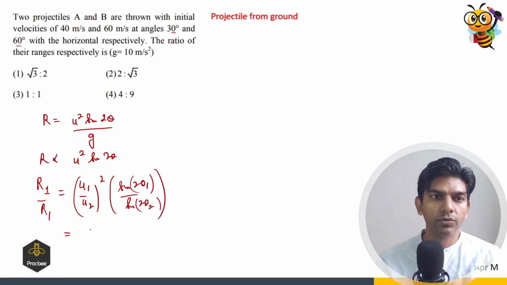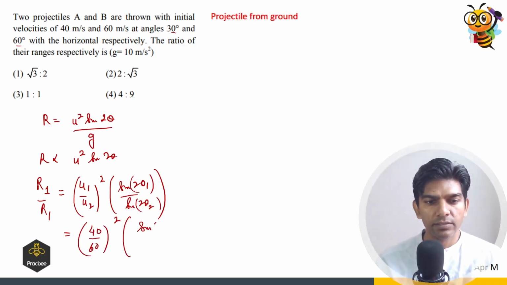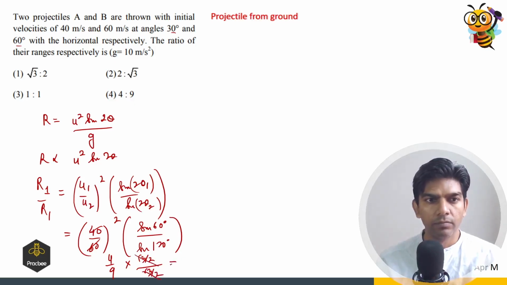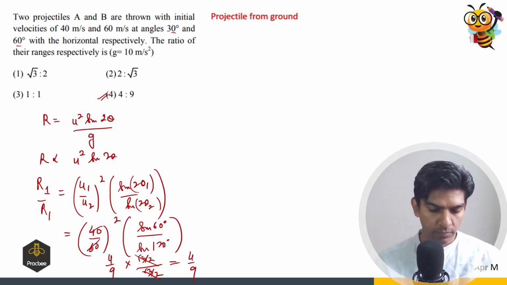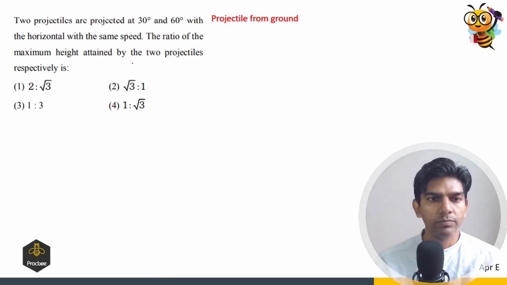Let us substitute the values. So u1 is given as 40, u2 is given as 60. Sine 2 theta 1 will be sine 60 degrees and sine 2 theta 2 will be sine 120 degrees. So this will give us 4 by 9, and sine 60 is root 3 by 2, and sine 120 is again root 3 by 2. Clear? And that comes out to be 4 by 9. So option 4 is the right answer. Clear? So okay, right. So now let us see the next problem.